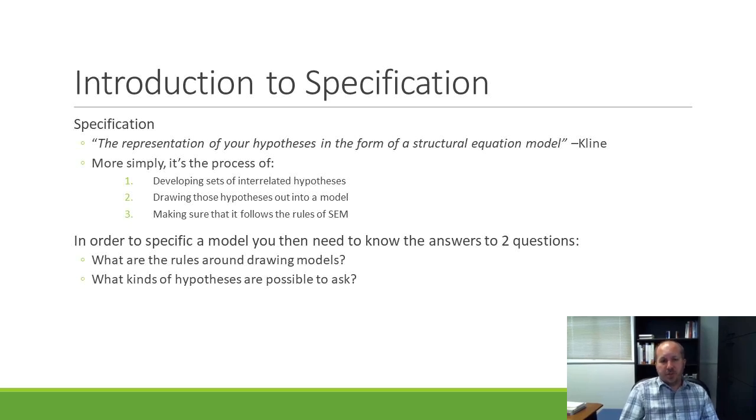All right, so starting with that first step, model specification. I'm going to do a quick introduction to model specification and identification before we get into more depth. Model specification is the representation of your hypotheses in the form of a structural equation model. So specification is all about what you draw out in your model. What measures are there? What arrows are there? What relationships are you proposing? More simply, it's the process of developing a set of interrelated hypotheses, because your hypotheses are going to be related to each other in this model, drawing those out pictorially, and then making sure it follows the rules of SEM.